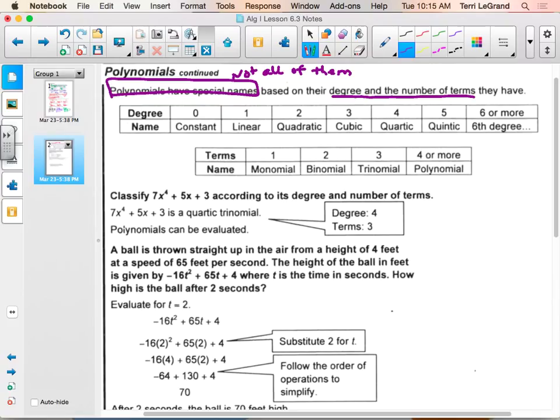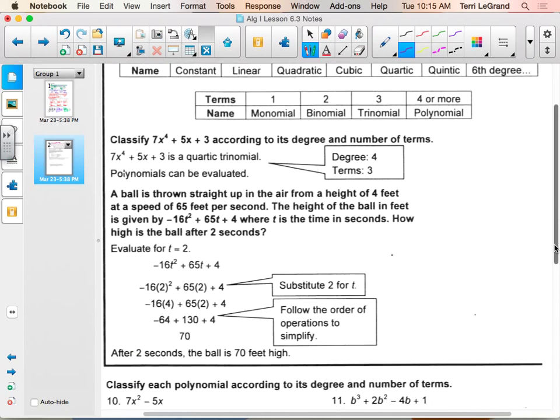Then they have a term name, according to how many monomials are in the polynomial. So if there's only one monomial in the polynomial, it's called a monomial. If there's 2, it's called a what? If there's 2 monomials in a polynomial, it's called a binomial. If there's 3, it's called a trinomial. If it's 4, it's called a polynomial. Anything 4 terms, 4 monomials and above doesn't have a special name.